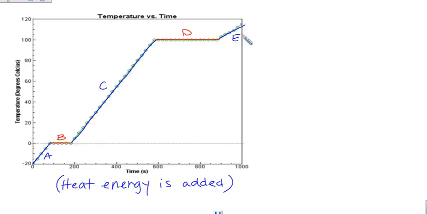We have 3 sections where there is a temperature change. If I'm adding heat, the temperature is increasing. There are 2 sections where the temperature is constant. And so we want to know what's happening at these different sections of the graph. Why is there sometimes a temperature change and sometimes no temperature change?